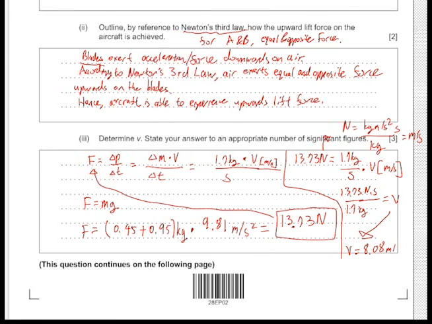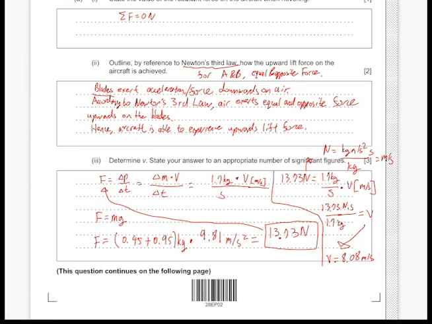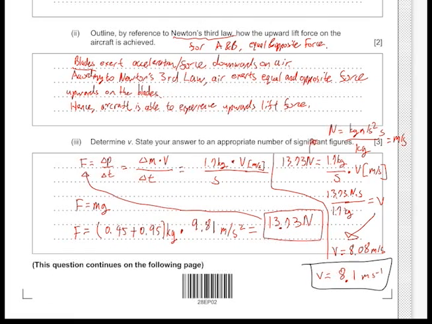8.08 meters per second. Since we're given numbers like masses in two significant figures, our velocity should only be to two sig figs as well. So 8.1 meters per second, using notation that the IB likes. So instead of the slash sign, we want to use second to the power of -1.